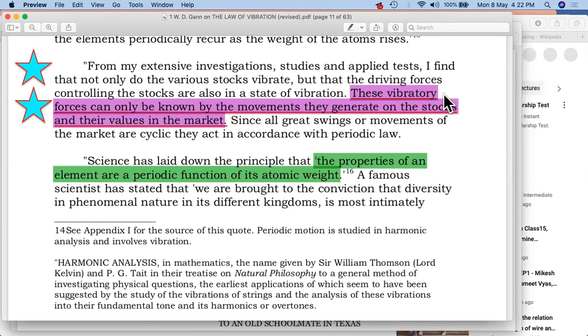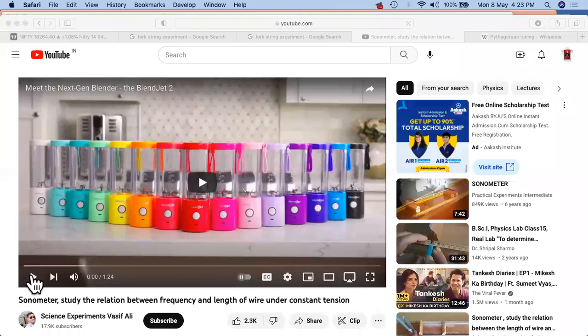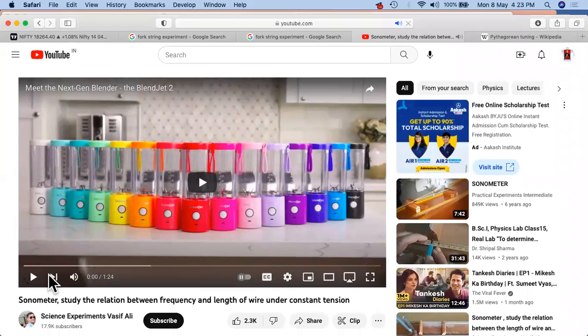See, he says this vibratory force can only be known by the movement they generate on the stocks and their values in the market, right? So this is one part. The proportion of an element is a vibratory periodic function of its atomic weight. So this is quite a bit different from what we are talking about.